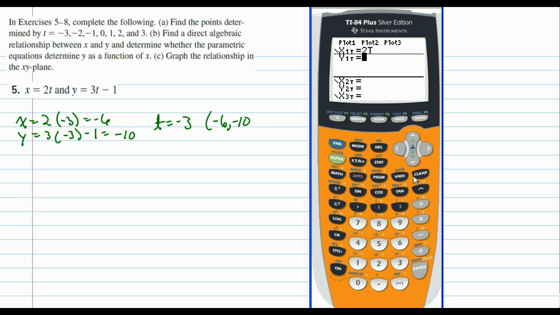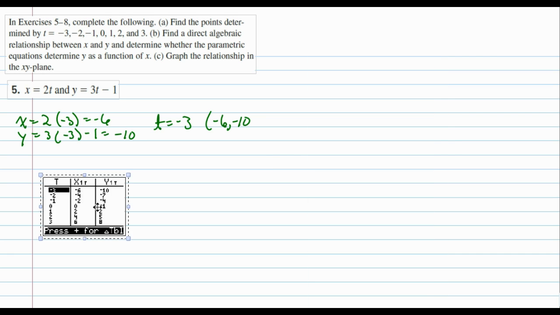Oh, that didn't work out really well. 3t minus 1. And I'm going to set my table, well, actually I have it set the same way because I'm looking for the same t values.